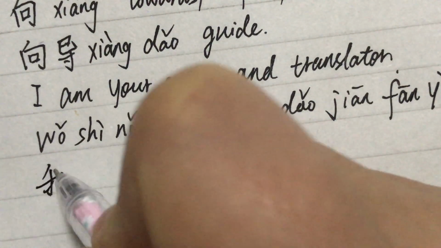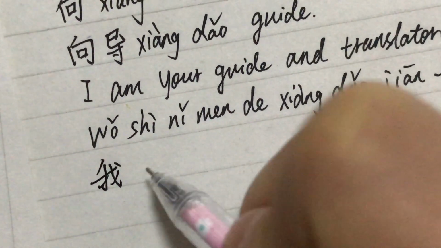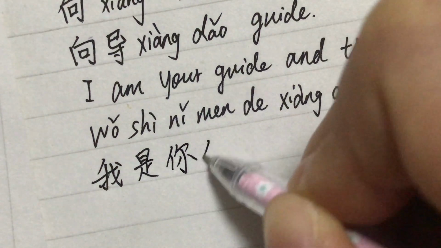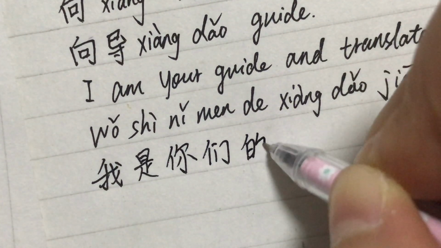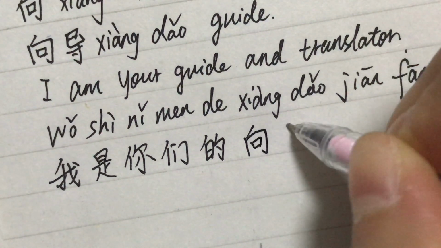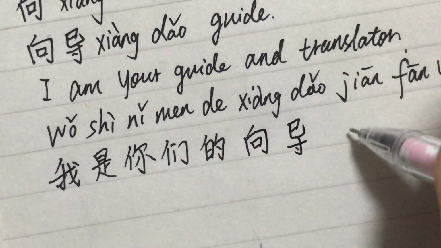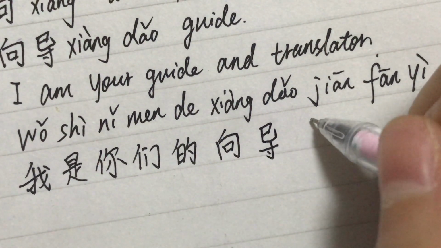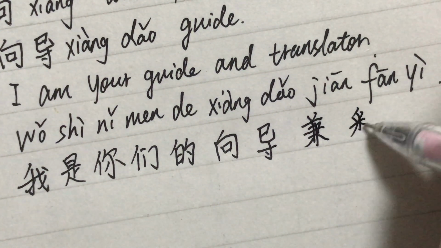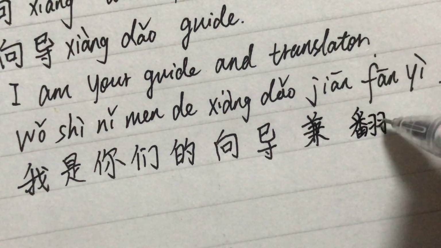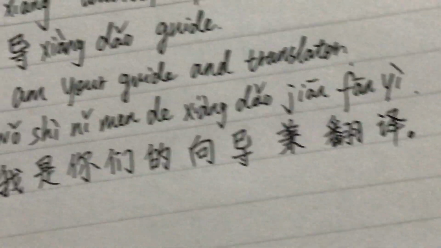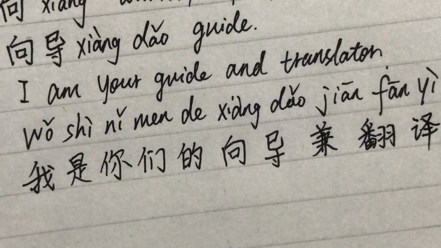我是, I am. 你们的, your. 向导, guide. 兼, and. 翻译, translator. I'm your guide and translator.